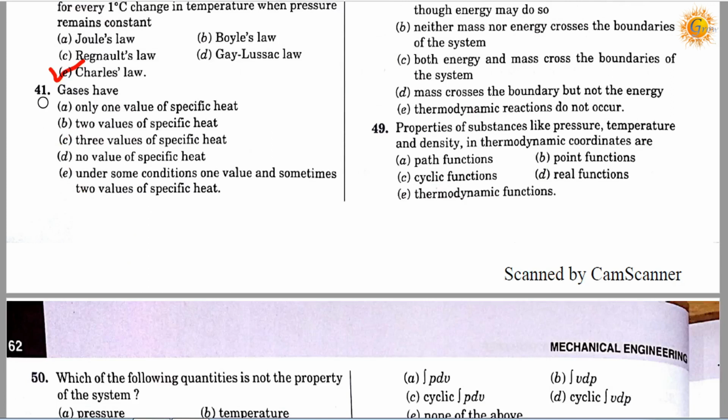Okay, question number 41. Gases have option A, only one value of specific heat. Option B, two values of specific heat. Option C, three values of specific heat. Option D, no value of specific heat. Option E, under same conditions one value and sometimes two values of specific heat. Correct answer is B. It's two values of specific heat.